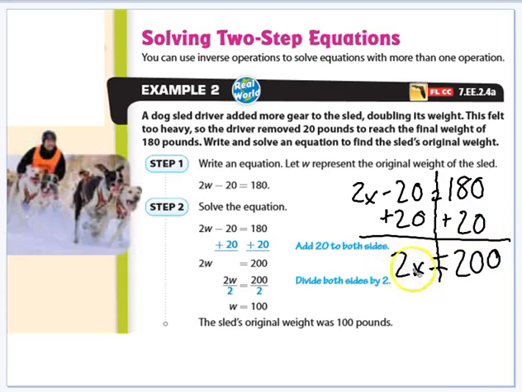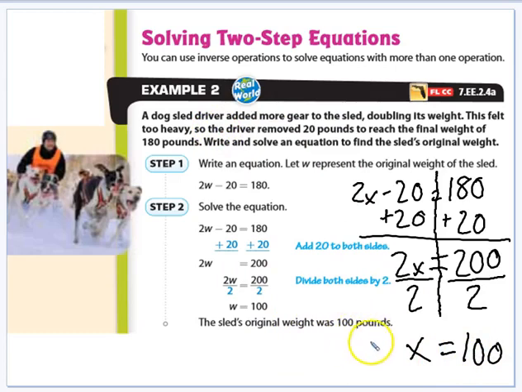I have multiplication. Okay? So the opposite is dividing. I divide by the number in front of the variable to get the variable all by itself. 2 divided by 2 is 1, which is imaginary, and then x all by itself. Now, since I did it to the left side, I must do it to the right side. So 200 divided by 2 is 100. So the amount of the sled before doing anything to it is 100. The sled's original weight was 100 pounds.